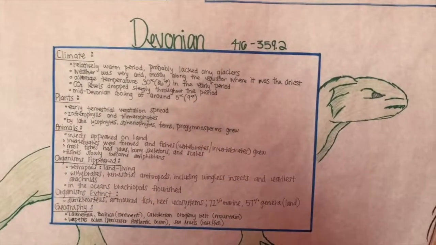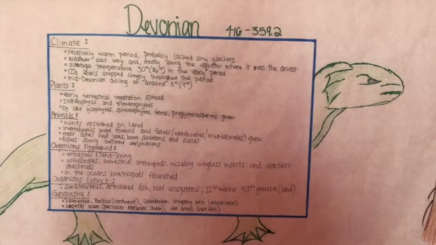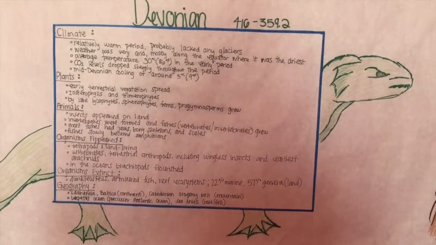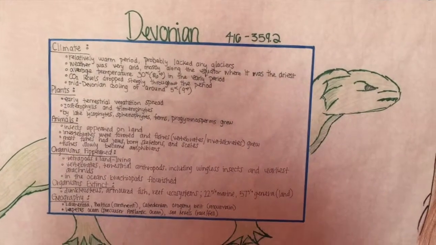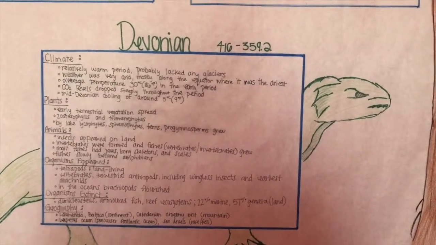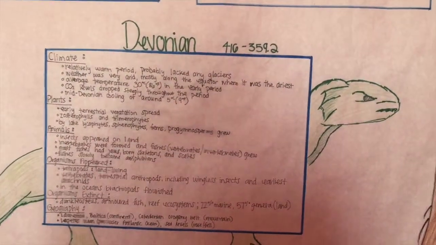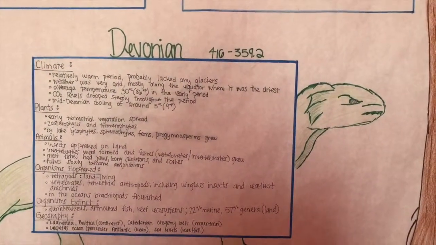Plants. Early terrestrial vegetation spread. Examples were Zosterophyllum and Trimerophytes. By the late period, lycophytes and ferns grew. Living organisms. During this time, insects appeared on land. Invertebrates were formed and fishes grew.